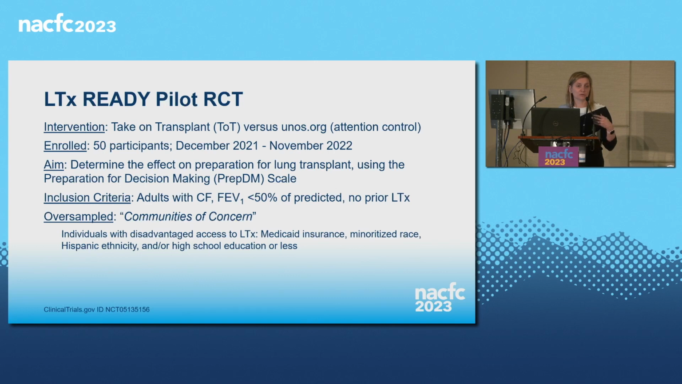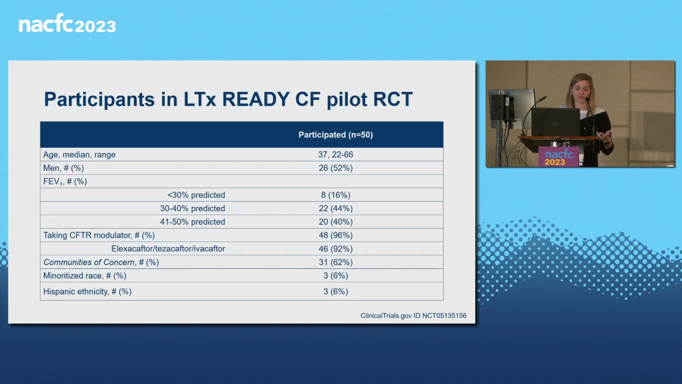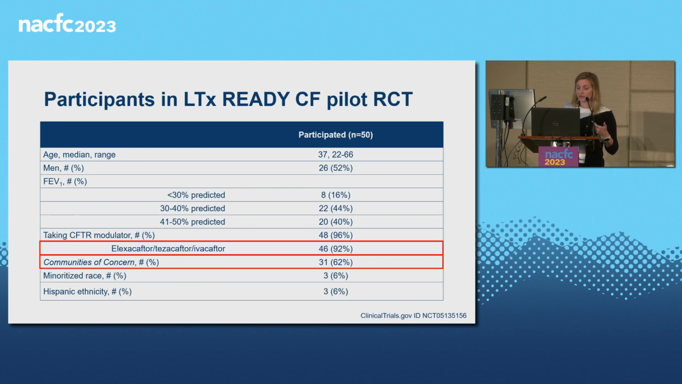We oversampled what we termed communities of concern, and those are individuals who have disadvantaged access to lung transplant: Medicaid insurance, minoritized race, Hispanic ethnicity, and/or high school education or less. And what you can see here are the demographics of the participants in the pilot RCT. I want to call your attention to the fact that 92% of the participants were taking ETI at the time of the pilot RCT. And importantly, we found that individuals from these communities of concern were very willing to participate in our pilot RCT and made up 62% of the cohort.